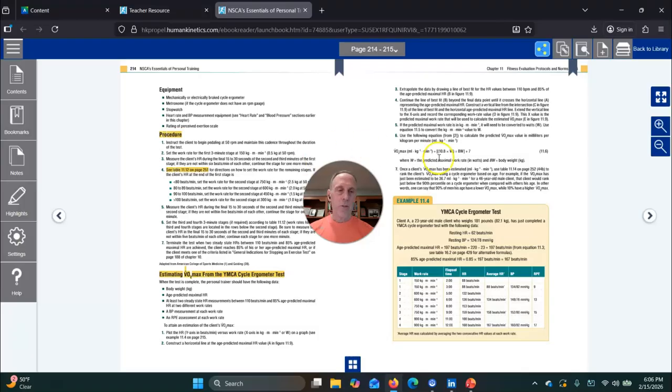So you take that information, you plug and chug, you go through your ergometer test here, and you look at this. You have the different stages over here to the left, and you have the work rates that are presented here. This is a 23-year-old male client, 181 pounds, etc. And so they kind of lay this out.